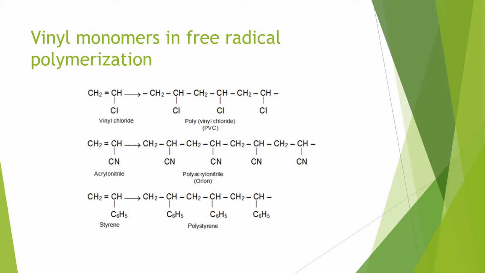Vinyl monomers and free radical polymerization. This is just a bunch of examples of what we've been talking about, a bunch of different vinyl monomers that can create different kinds of polymers. At the top, we have what we've been focusing on, vinyl chloride turning into polyvinyl chloride, or PVC as it's known. Second, we have acrylonitrile turning into polyacrylonitrile. And then third, we have styrene turning into polystyrene. These are just three small examples of so many other vinyl monomers that can change into polymers.